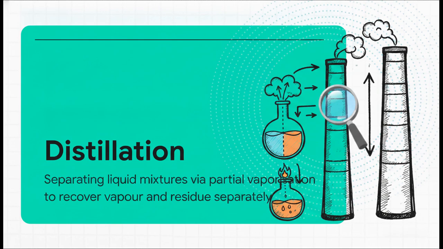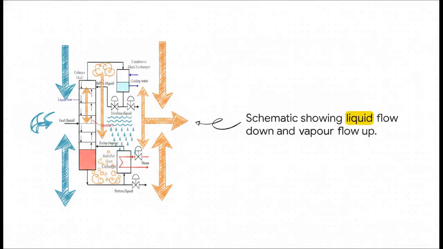Distillation is formally defined as separating the constituents of a liquid mixture through partial vaporization and then separately recovering the vapor and the residue. But simply put, we're just using heat and gravity to force a mixed liquid to separate into its individual, purified parts based on exactly when they boil. It's a brilliant dance of physics, really.